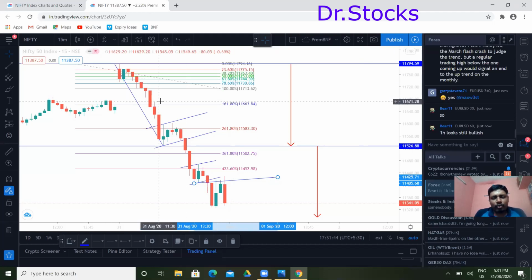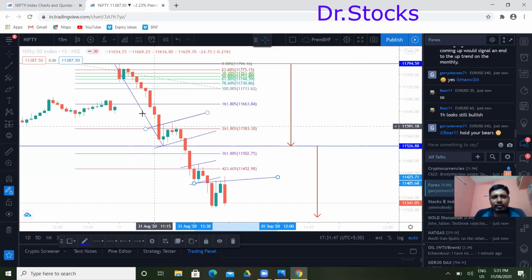What happens here is, whenever the market is going down or whenever the market is going up, the market will not go in the same direction.